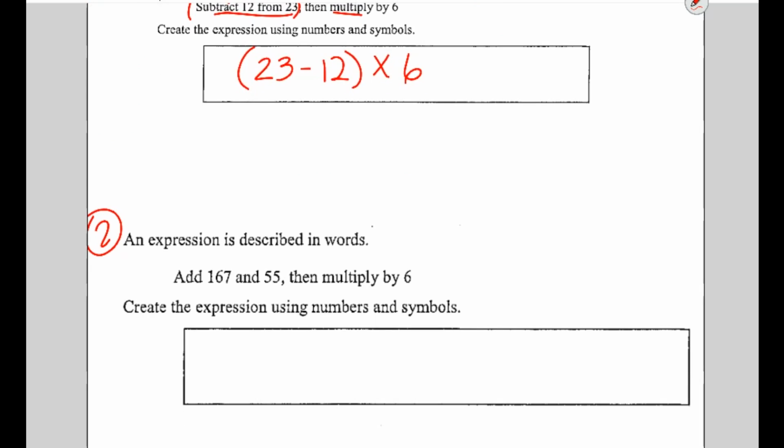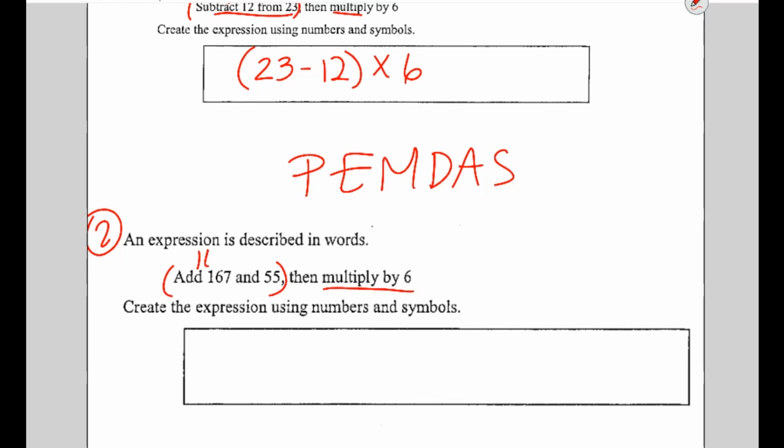All right, this one says an expression is described in words. Add 167 and 55, then multiply by 6. Again, I want to put my PEMDAS so I can remember what I'm doing. It says add, and then it says the word then multiply. So that means that they want us to do this first, then they want us to do this last. So if I'm adding first, I'm doing 167 plus 55 first, then multiply by 6. So again, there go those handy dandy parentheses so we know what to do first, because the words tell us that they want this to go in a specific order.